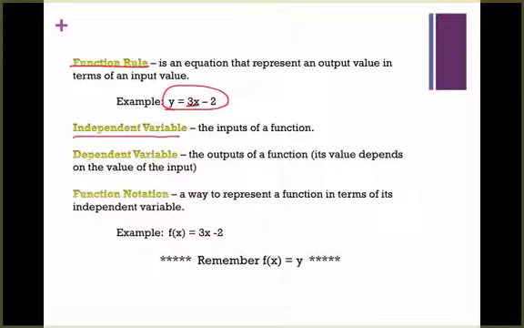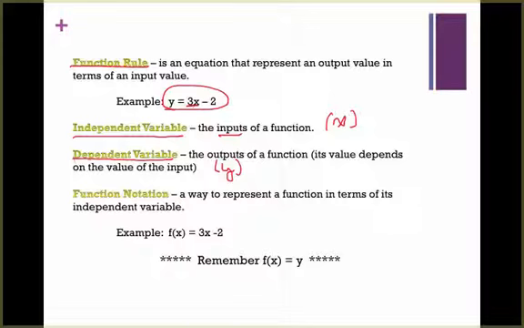If we have an independent variable, then that would be our inputs. So in our example here, y equals 3x minus 2, our independent variable was our x. Our dependent variable is the outputs, which in our example was our y's. Notice that the y value depends on the value of x. You compute your y when you know what your x value is.